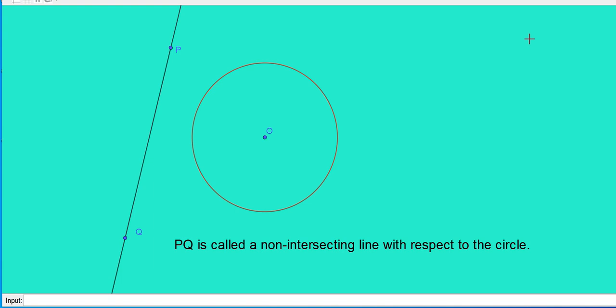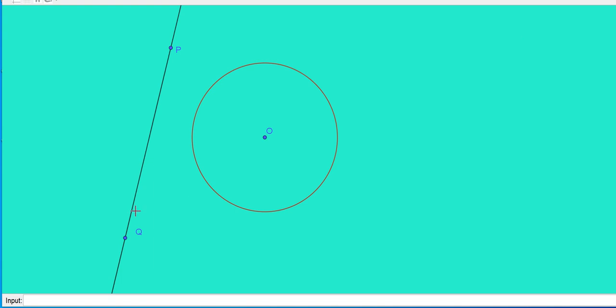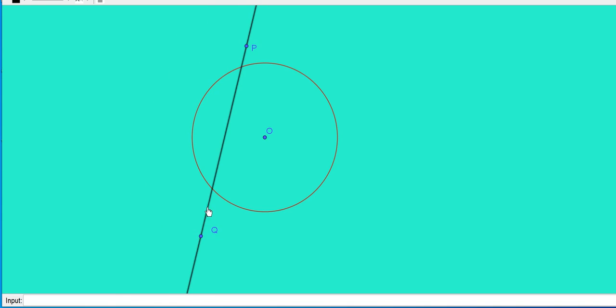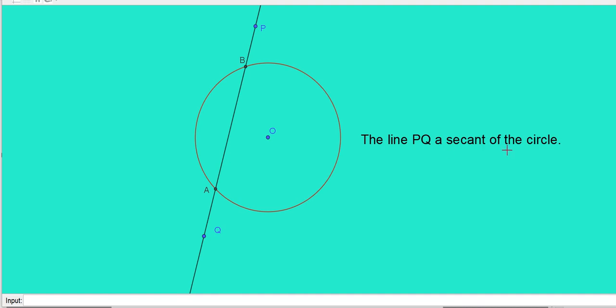Let us look at the second case. In this case, this line PQ intersects the circle at A and B, that is line PQ and the circle have two common points, A and B. In this case we can call line PQ a secant of the circle, or secant is a line which touches the circle at 2 points.